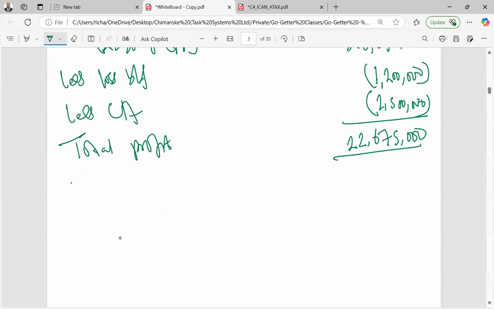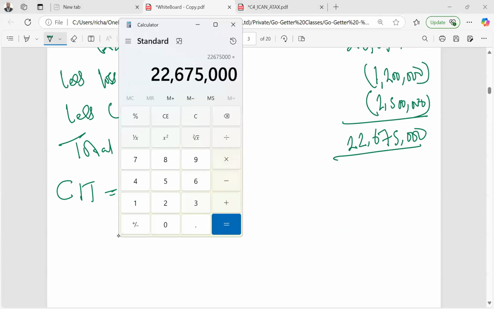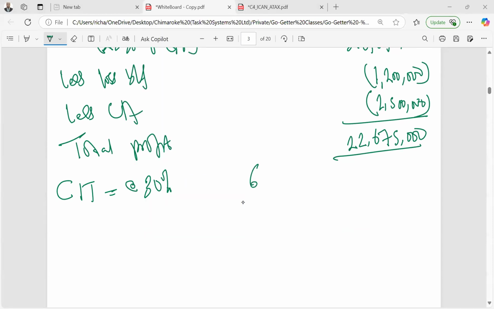So it means your CIT, this is a big company, is going to be at 30%. Multiplied by 0.3, 6,802,500. Now this is your CIT.